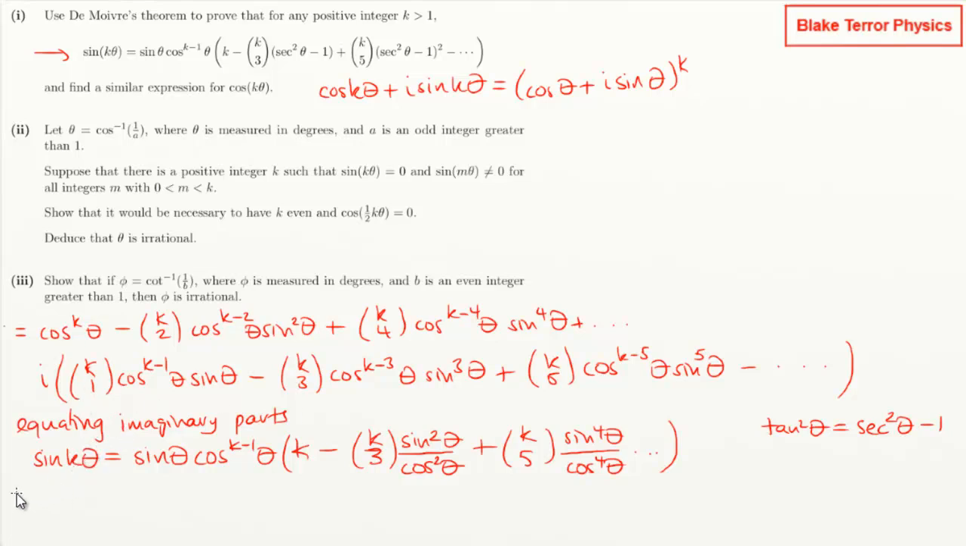So similarly, it's going to look pretty much the same, isn't it, for real parts. So what we're going to get for the real parts, we've now got cos k theta. So what are we going to pull out here as a factor? Well, we can't pull a sine out.